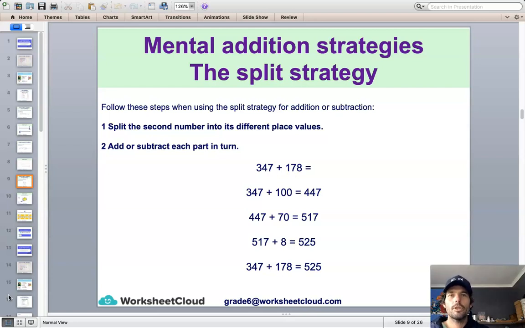So the split strategy, just to recap, you're breaking up the second number into its individual place value components. So first hundreds, then tens, then units, and then you're adding those, and you just keep building onto the answer.